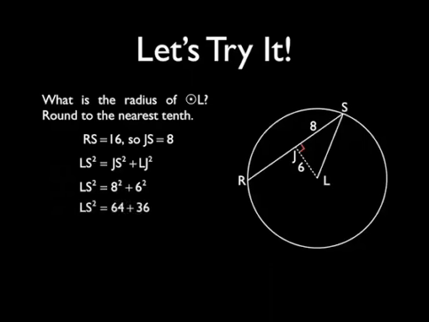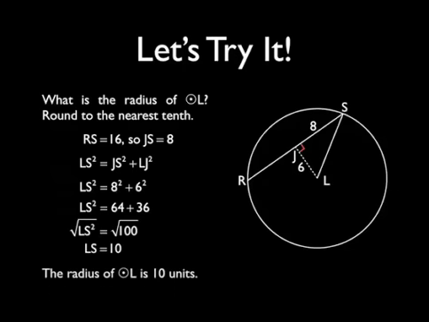Squaring the numbers, and then adding them together. And of course, to undo a square, we take the square root. So that tells us that LS is equal to 10. Since LS is the radius of the circle, we know that the radius of circle L is 10 units long. We didn't need to round to the nearest tenth. That's kind of nice.